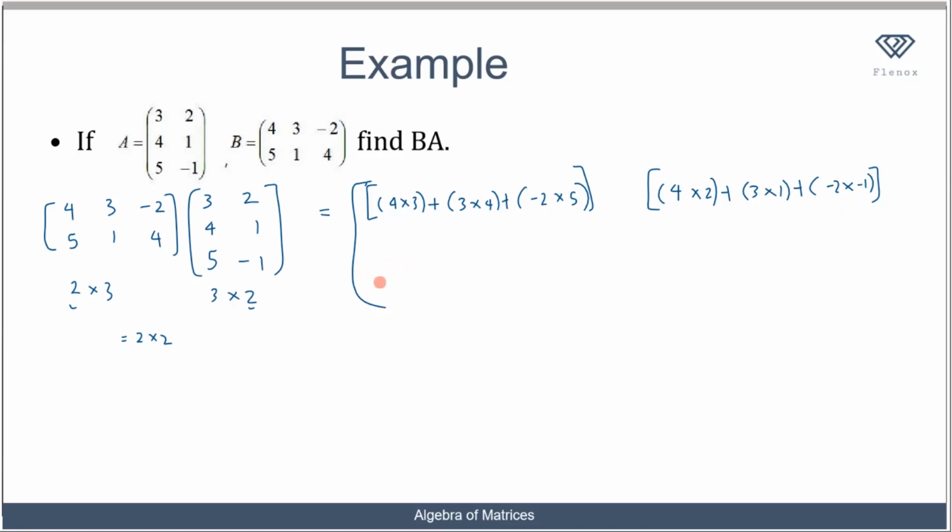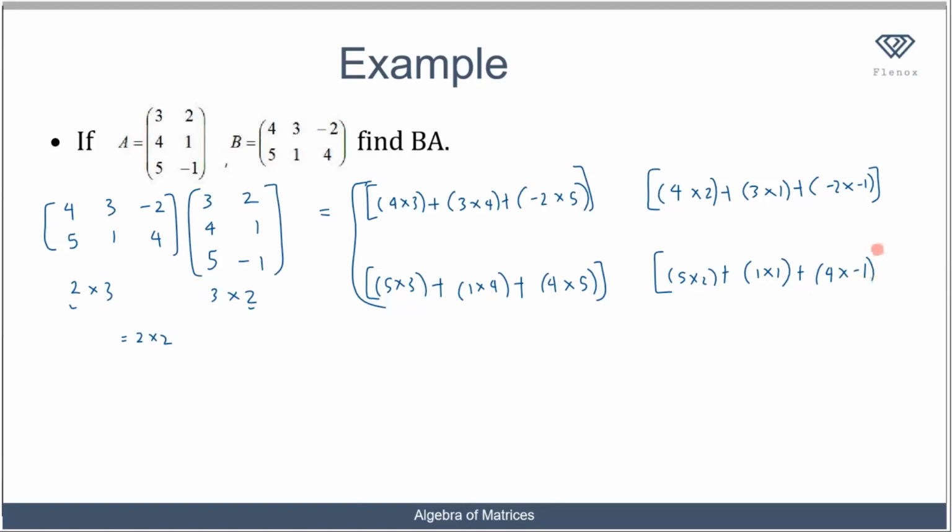Now to get the element here, you are going to multiply the second row by the first column. So what is that going to give me? I'm going to have 5 times 3 plus 1 times 4, then plus 4 times 5. And for the last element over here, I'm going to multiply the second row by the second column. So here I'm going to have 5 times 2 plus 1 times 1 and plus 4 times minus 1.